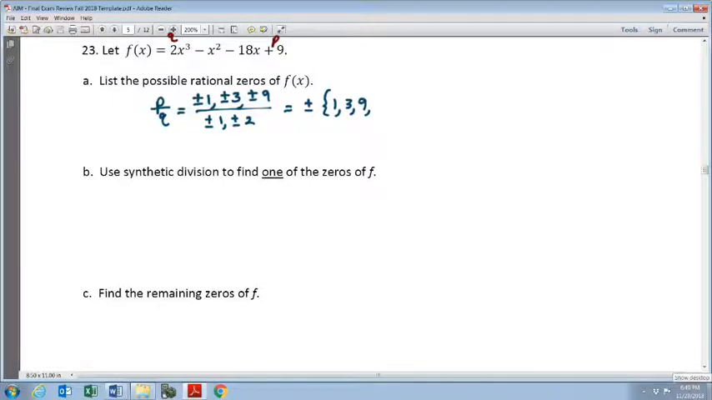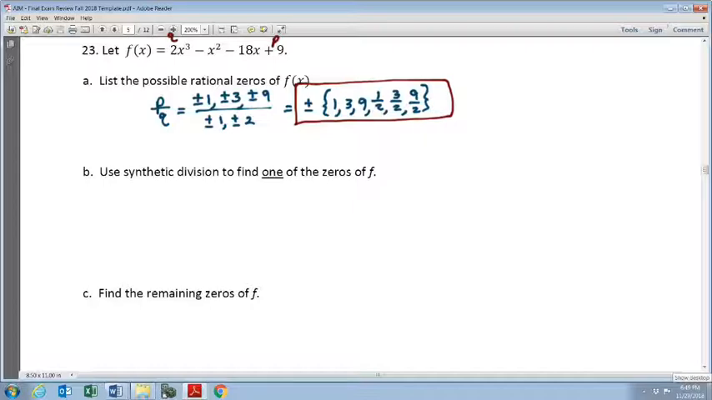So 1 over 2 gives you 1/2. 3 over 2 gives you 3/2. And 9 over 2 gives you 9/2. We don't write any repeats anytime that we do this. So notice we have these 6 positive zeros and also negative, so a total of 12 possible rational zeros.